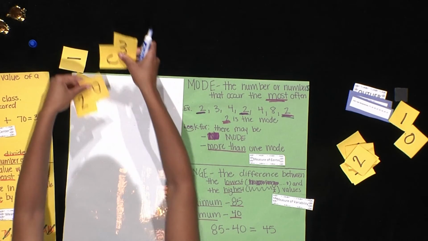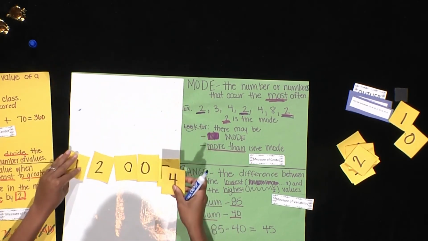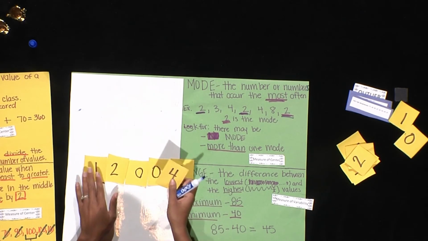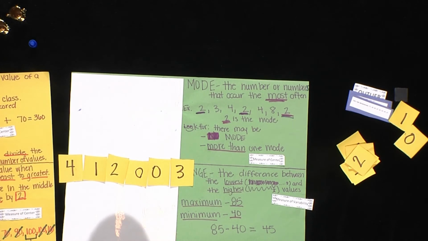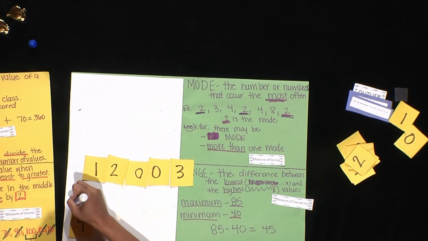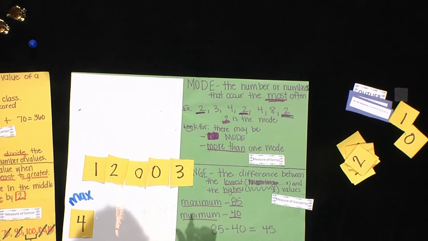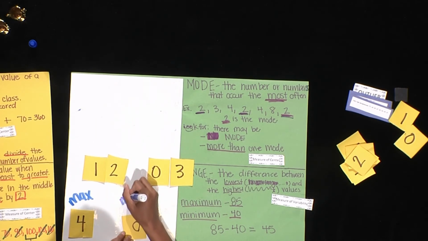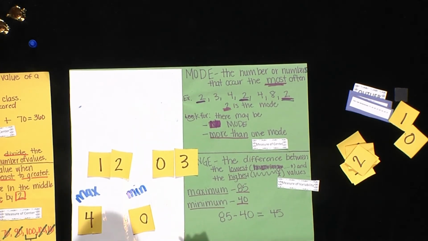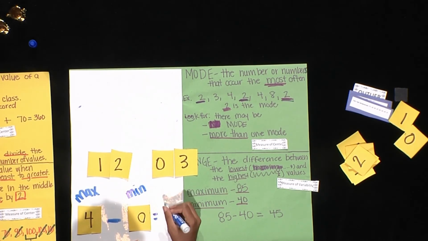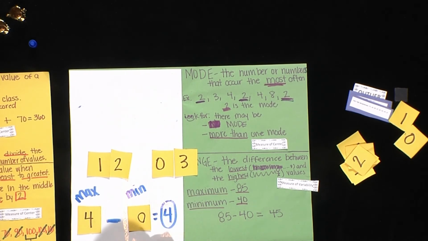Well, if we have an example using this set of numbers to represent our data set, what number would be my maximum? Good job. Maximum. We're going to say 3, right? No. Minimum? 0. Correct. That's our minimum. And we are going to subtract those. 4 minus 0 gives us 4. 4 would be my range.